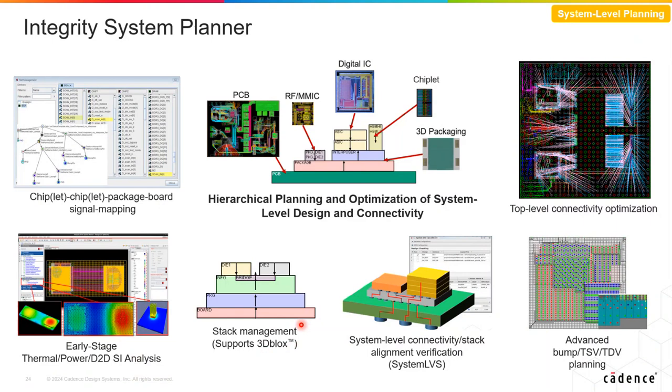For example, we put the substrate, then on the substrate, for 2.5D, we put the silicon interposers. On top of the silicon interposer, we put GPUs and the HBM dies and so on. Everything is planned in this system planner, and all the dies and chipnets are connected, and the connectivity checks are done with Integrity System Planner.